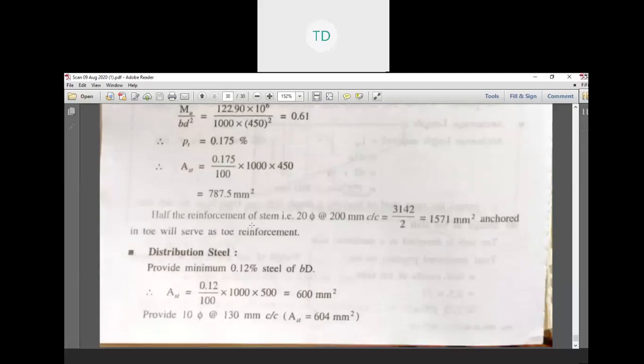Anchor in toe will serve as toe reinforcement. Now the point is distribution steel. The criteria is same. That's why we are providing 0.12% of total steel of bD, and we get 10 diameter of bar at 130 mm center to center, and for some supporting reinforcement we provide 10 diameter of bar at the rate 260 mm center to center.